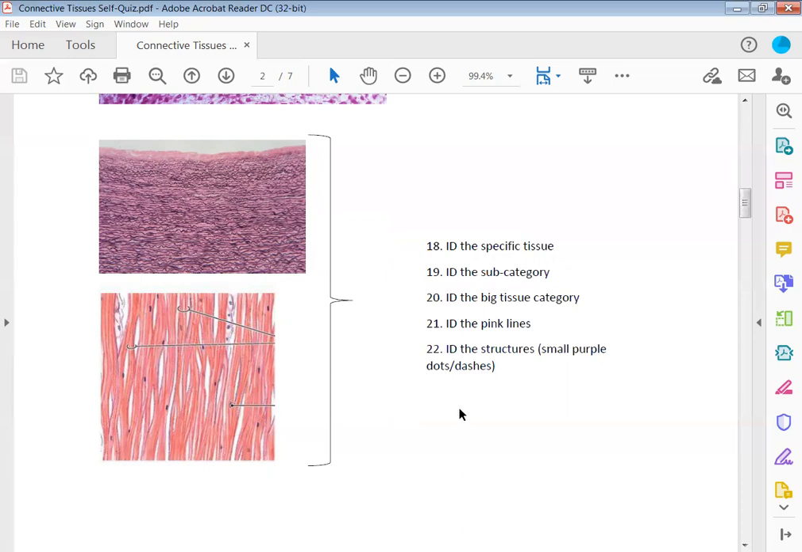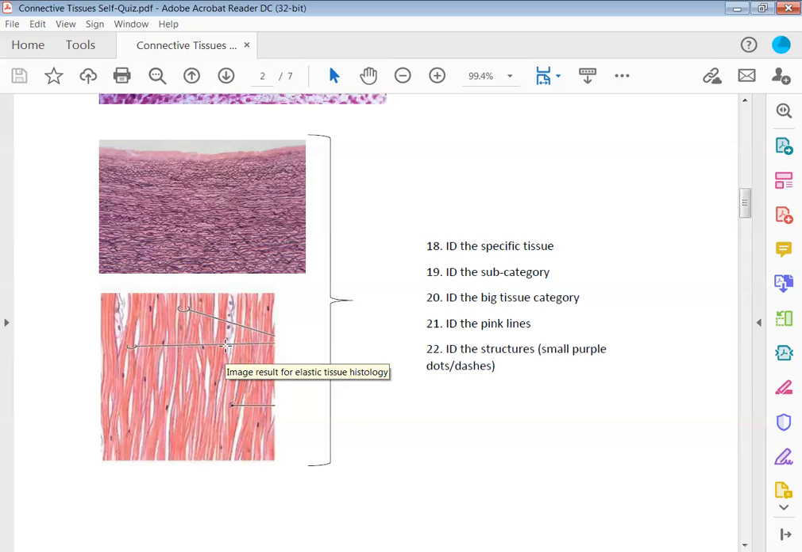This tissue is known for small, thin fibers that run pretty much straight up and down. And there's going to be a lot of space between these fibers. So you can see a lot of space between each of these little fibers. This specific tissue is elastic tissue.